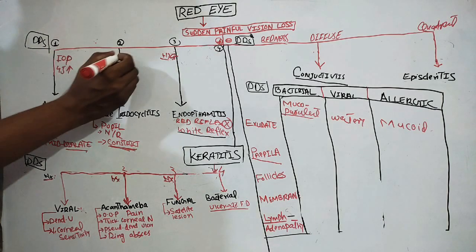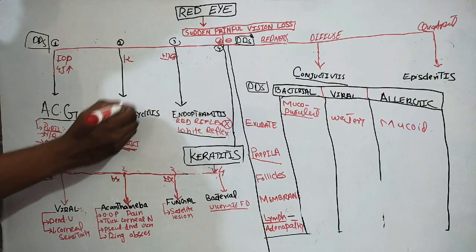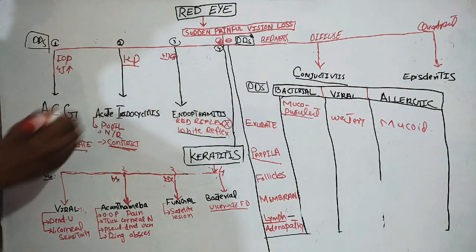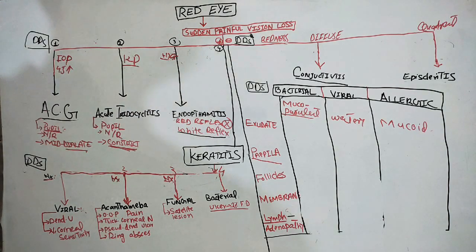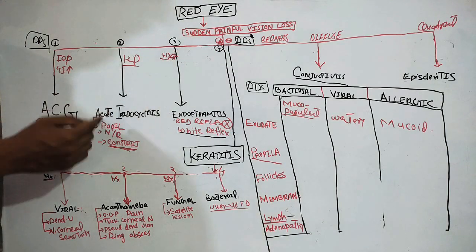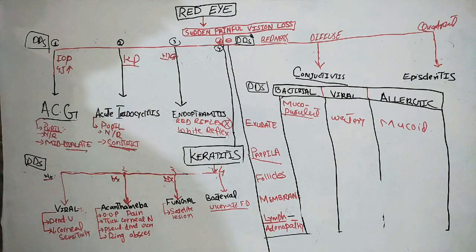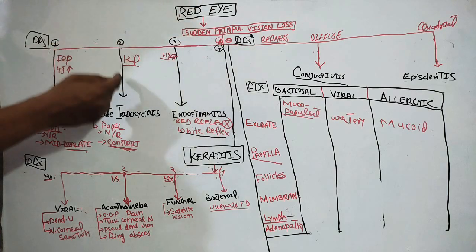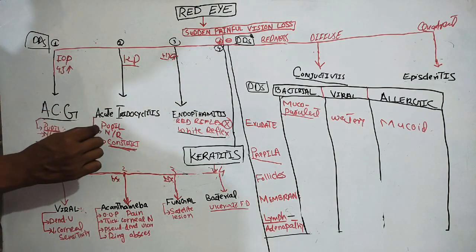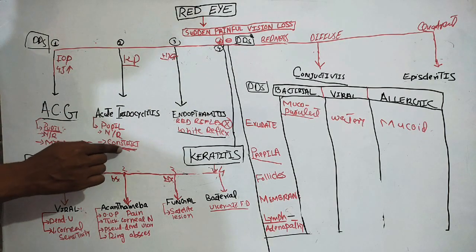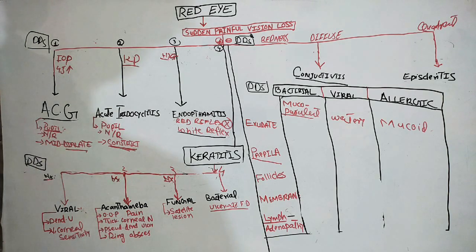If IOP is normal, then you have to rule out acute iridocyclitis by looking at keratotic precipitates under the slit lamp. If keratotic precipitates are present, then the diagnosis will be acute iridocyclitis. It will present like this, and the pupil will not be responsive and it will be in constriction. Now the constriction is due to the inflammation of the iris.